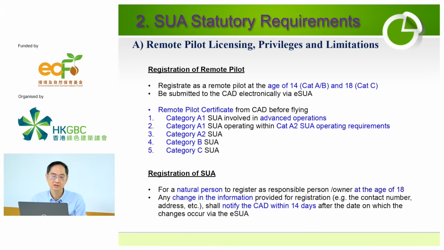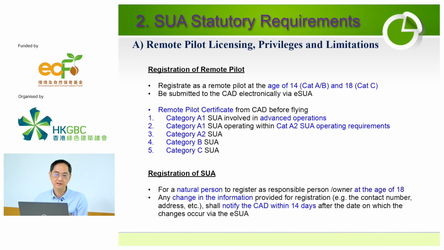The registration of remote pilot: any person who has reached the age of 14 can be a remote pilot registered through the ESUA platform in CAD. But if he wants to conduct Cat C operations, he must reach the age of 18. The remote pilot certificate should be issued if you are doing operation B and C, or if you are doing some advanced operation that is outside the normal operations. Even though it is A1 or A2, you still need to get this certificate.